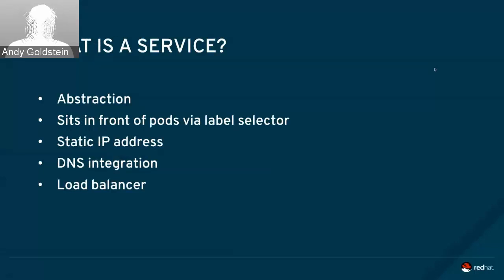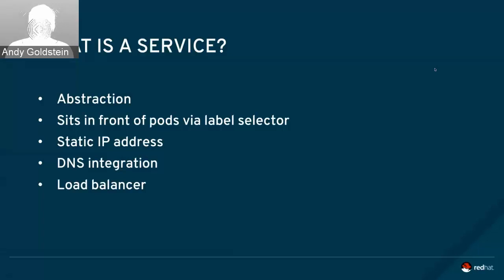What is a service? It is an abstraction that allows us to not have to worry about pods that are transient, and it instead gives us a consistent way to reference your database or your cache or whatever you're trying to talk to. So a service inside of Kubernetes and OpenShift is something that sits in front of pods via a label selector. And I'll have an example where you can see some labels and how the service is able to select which pods it is going to communicate with.